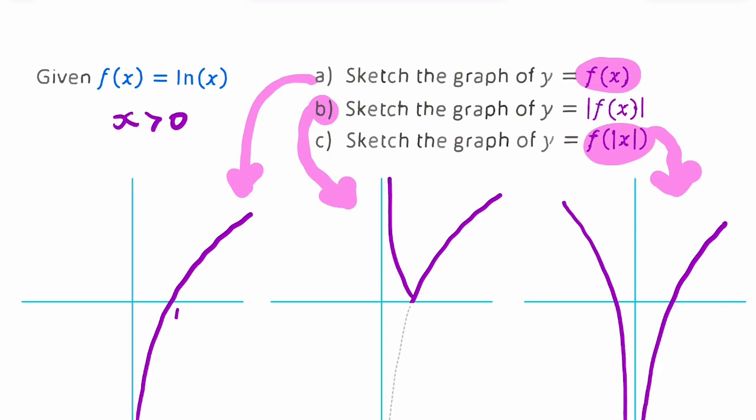So whenever you have a modulus outside the f of x, you reflect on the x-axis upwards. Whenever you have the modulus on x, you reflect on the y-axis from positive to negative, and you remove anything that you already have on the left of the y-axis.